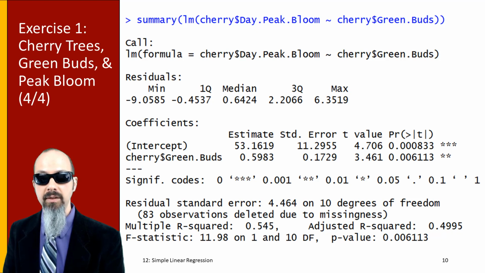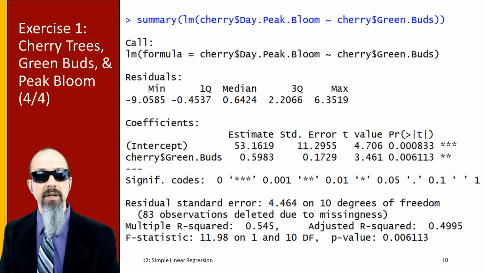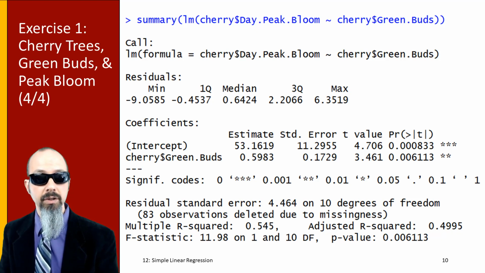Now 0.5983 is going to round to approximately 0.6. So what we're going to say is that for every additional green bud on a tree, we're going to see an average increase of 0.6 days until that tree reaches peak bloom, or just over half a day. If you want to do a little rounding to get to some whole numbers, you could say for every additional 10 green buds on a tree, we would expect an additional 6 days until the tree reaches peak bloom on average.